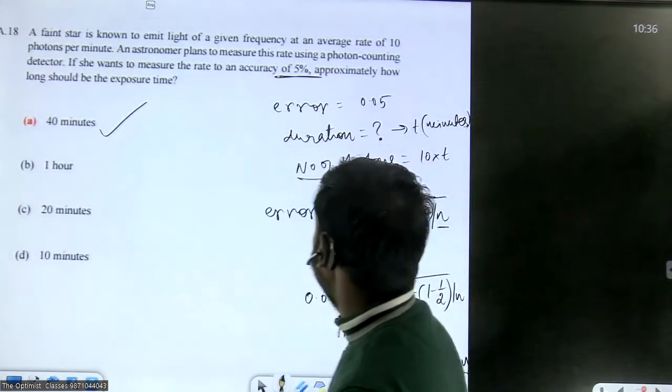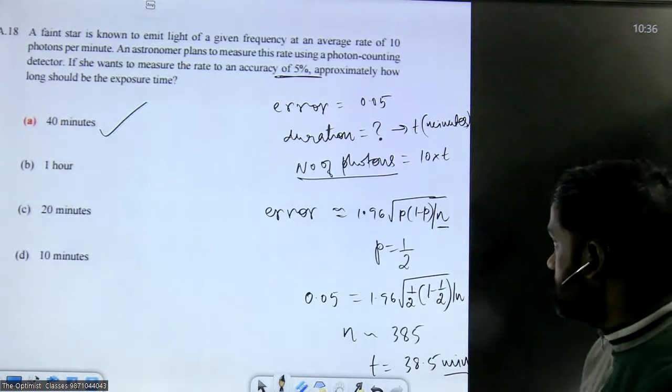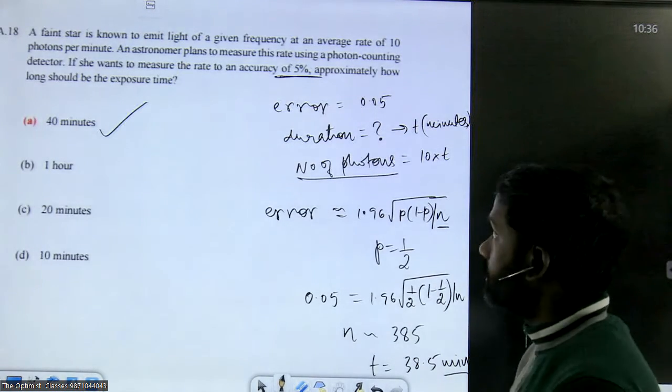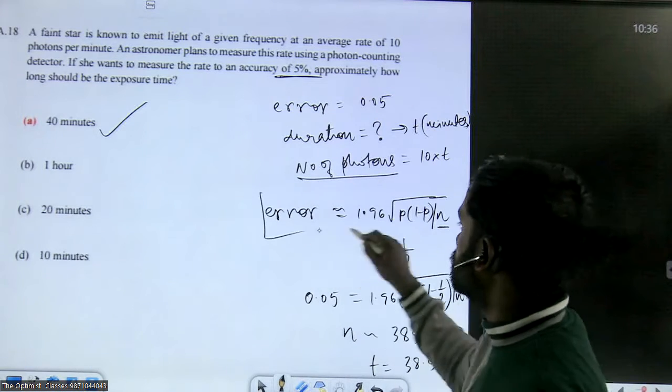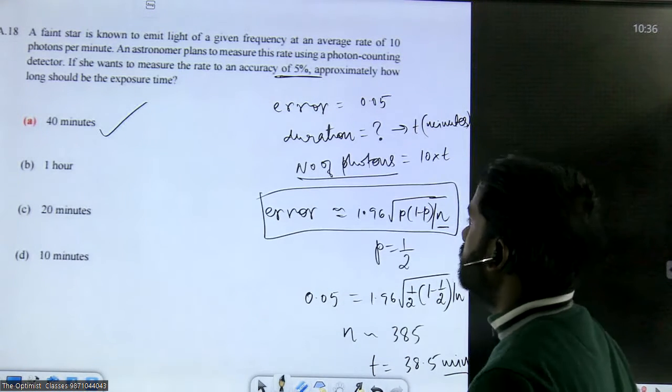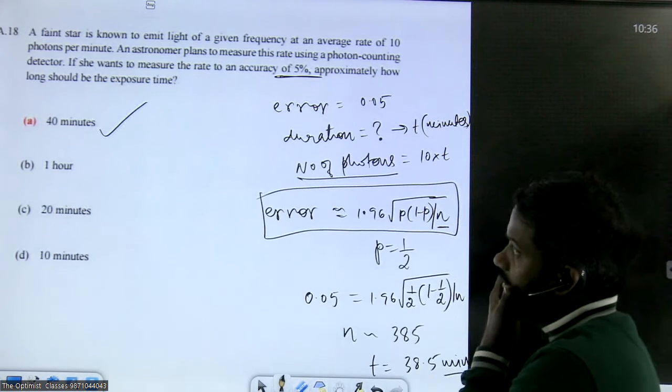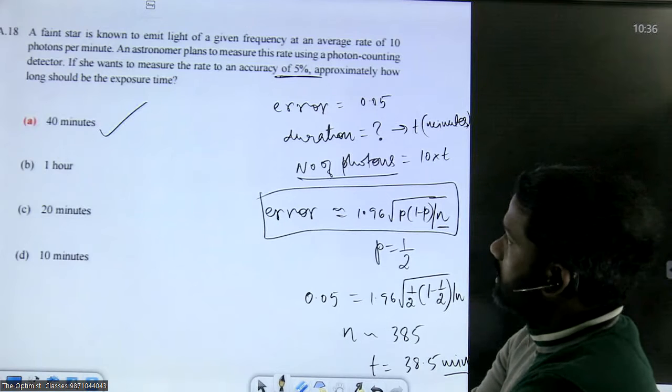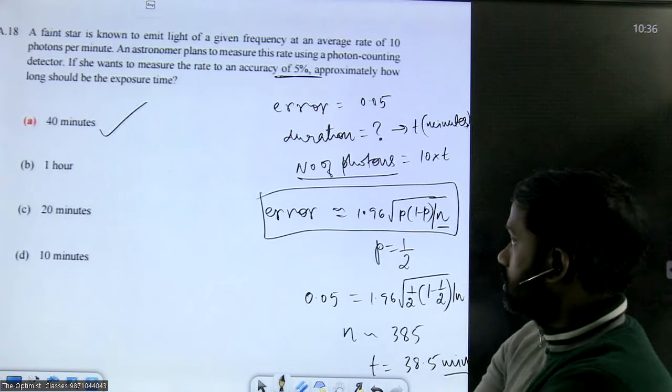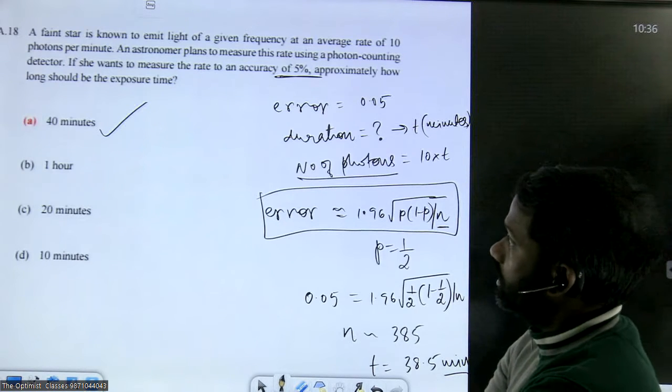So that's the answer. This is actually a question related to binomial distribution. In binomial distribution, if you use this formula, then we can directly get the answer. There can be other ways to solve this question also, but I could figure out this method.